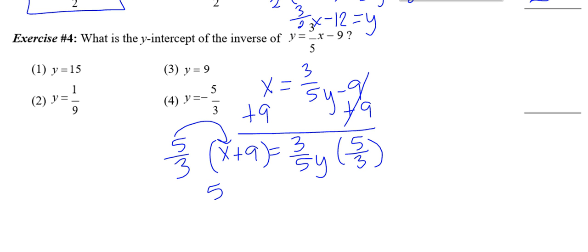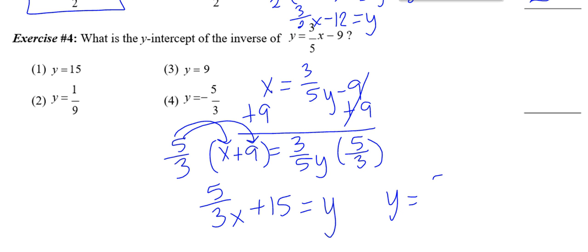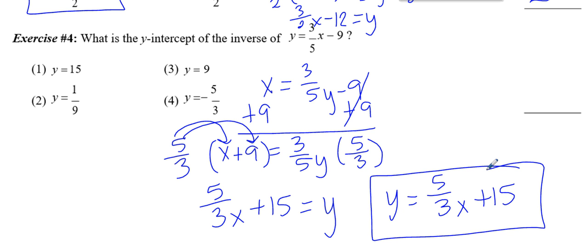5/3 times x is just 5/3 x. 5/3 times 9, well, 5 times 9 is 45. Divide by 3 is going to be 15. Equals y. And of course, when we have y equals mx plus b, you can also write it as y equals 5/3x plus 15. So when I have this, my b is my y-intercept. So my constant is my y-intercept. So it would be y equals 15.